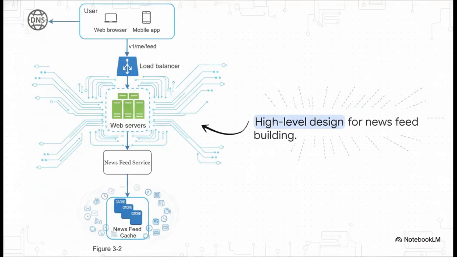The second core flow is the news feed retrieval, when a user actually opens their app to read the feed. Again, we keep it high level. User to load balancer to web servers, routing straight to a dedicated newsfeed service which simply fetches the pre-aggregated feed from a cache. By presenting these two simplified box diagrams, you secure your interviewer's agreement on the foundational architecture before you get dragged into the weeds.